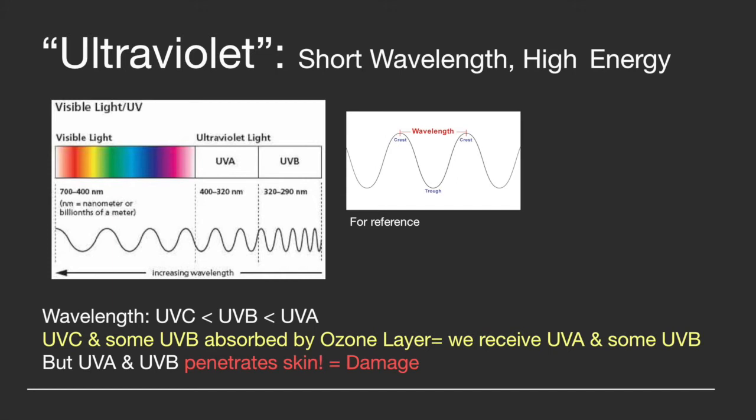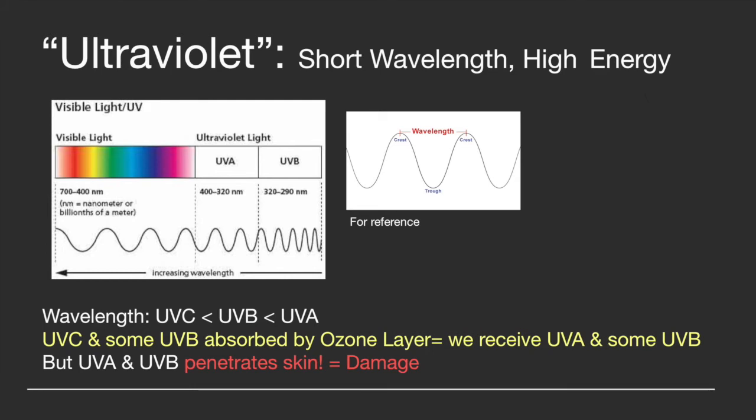UVA has the longest wavelength, UVB is second longest, and UVC is the shortest of the three. UVC, the shortest wavelength light, is absorbed by the ozone layer, although UVC lamps and lasers do emit UVC lights. Some UVB, but not all UVB, are absorbed by the ozone layer. UVA is not absorbed by the ozone layer. This means that what we actually receive on Earth is some UVB and more UVA.